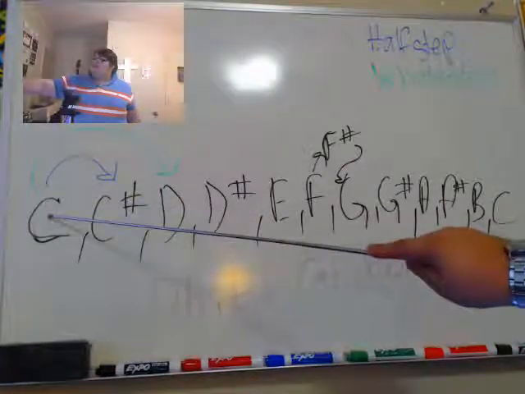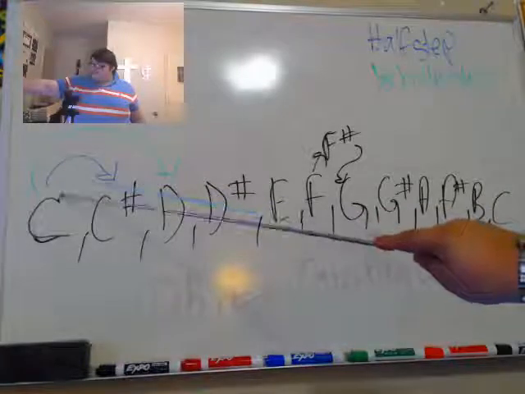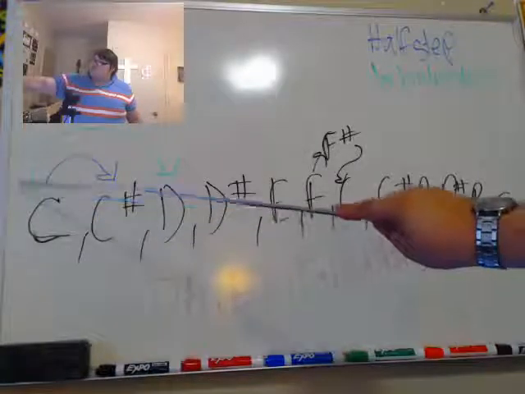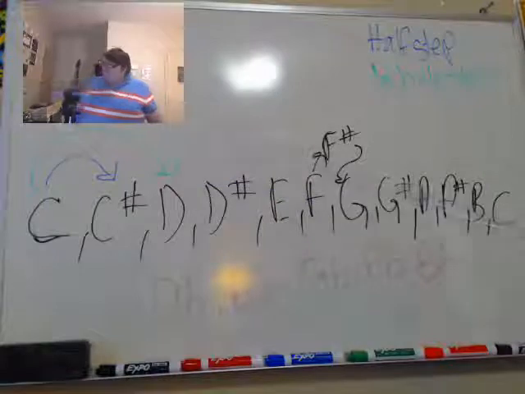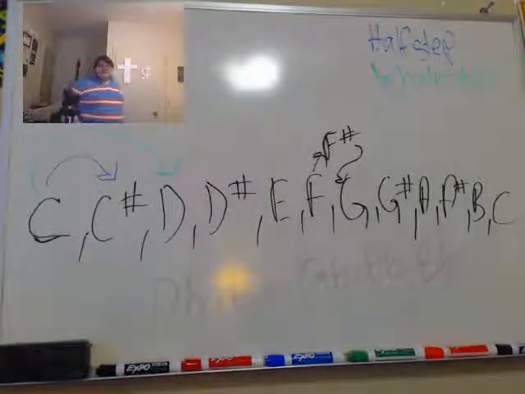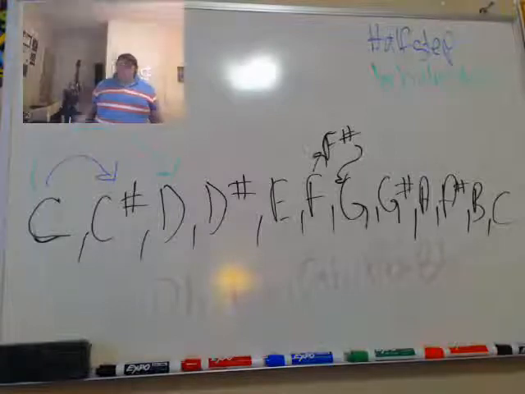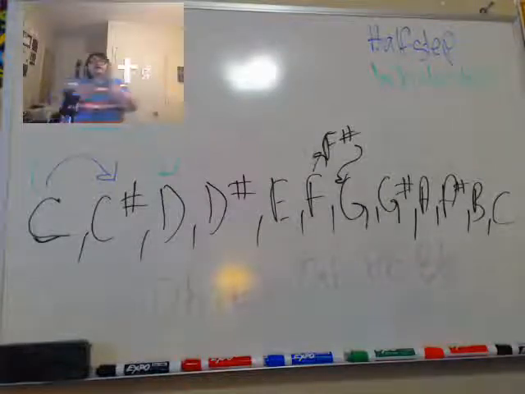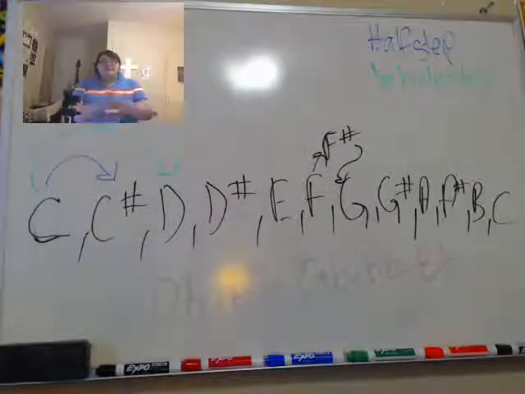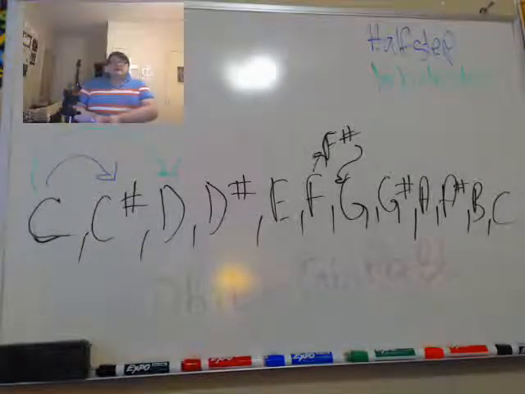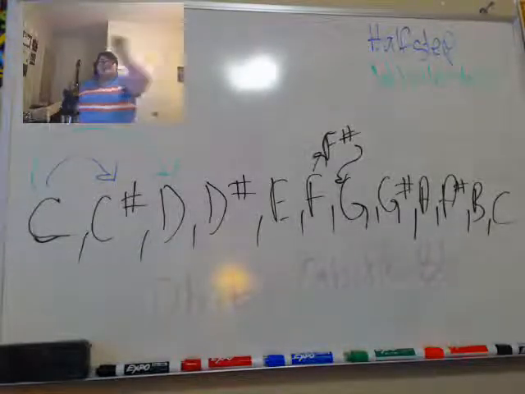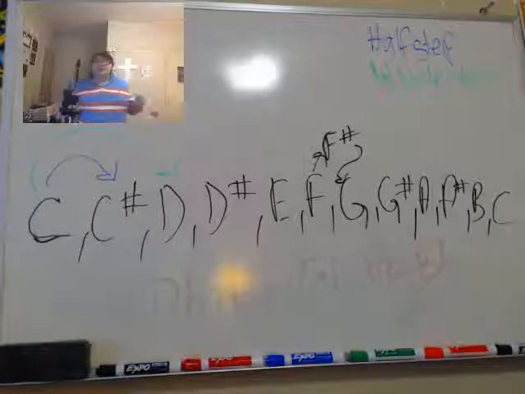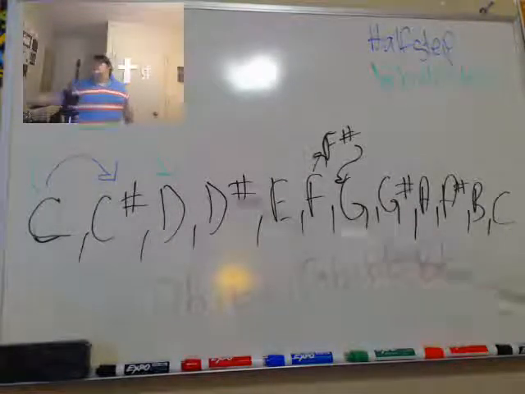You have C following the blue path going into C sharp, or you have C following the green path and going into D. That's what it means to be a half step or a whole step. Basically, a half step is going to the next note in the chromatic scale. The whole step is when you're skipping the half step note and going one more note. So you're going from C to D, as you can see, if C follows the green path.